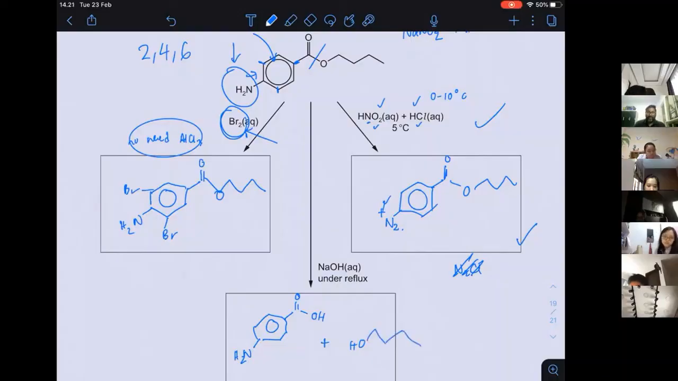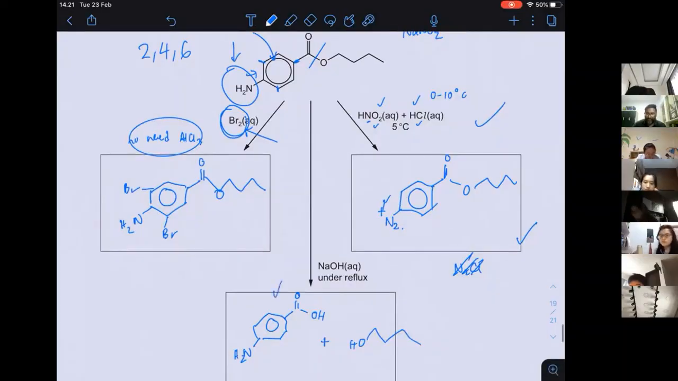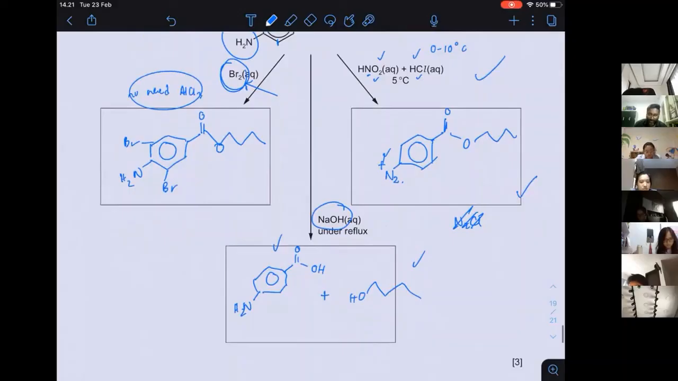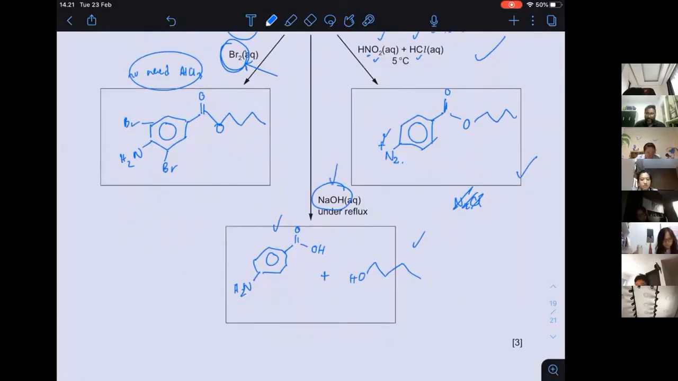Okay, so this is going to be the structure. You are going to get two compounds here, because of the reflux. Please take note: since you are using NaOH, you cannot leave the answer like this. The carboxylic acid will react with the NaOH, so you need to erase this part and write O minus and Na plus.